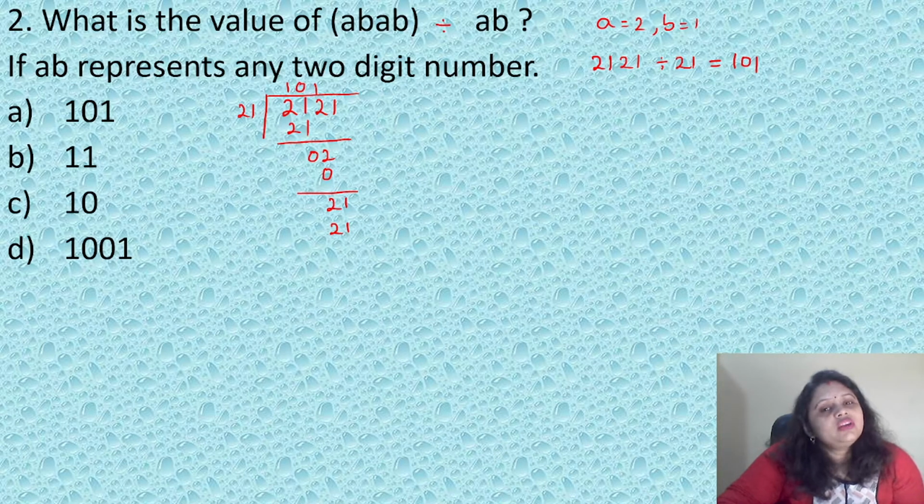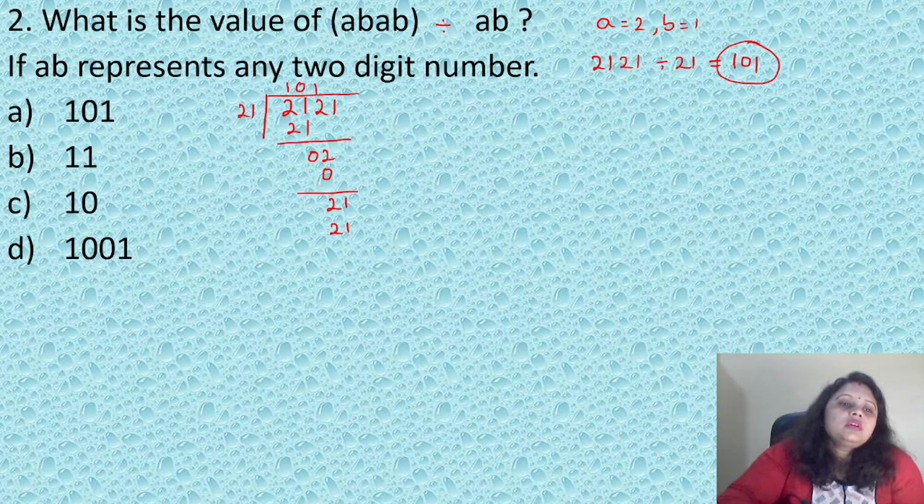You can try by taking any number for A and B and divide it by AB. Then you will find that you will always get the answer 101. So the correct option is option A, 101. Got it? Let's move to the next question.